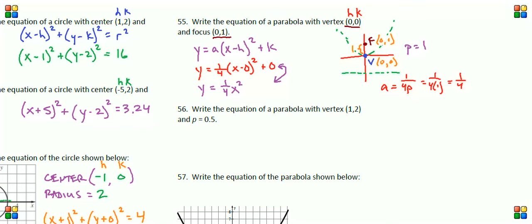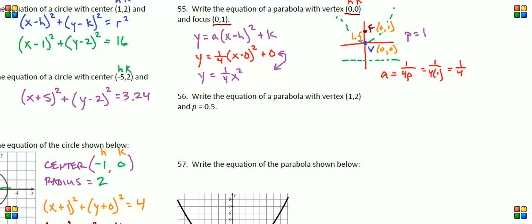Number 56 looks a lot like 55, but there is a difference. Write the equation of a parabola with a vertex of (1, 2). That we got, just like 55. But now they're giving us the p-value. Actually, class, that makes this problem a little bit simpler. We don't have to graph it and figure out the value of p.